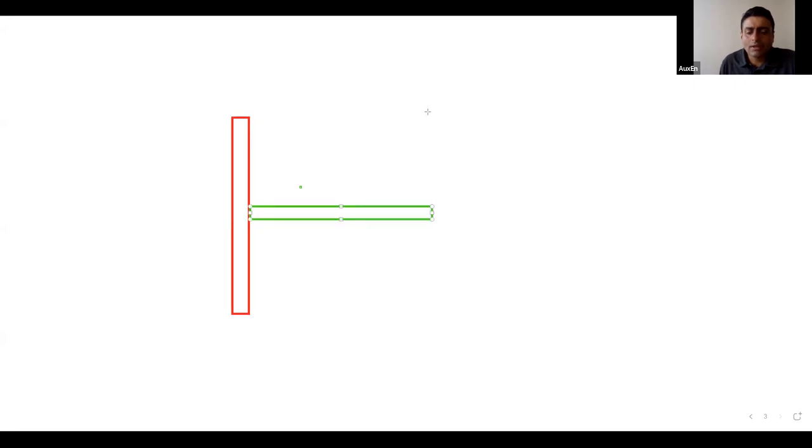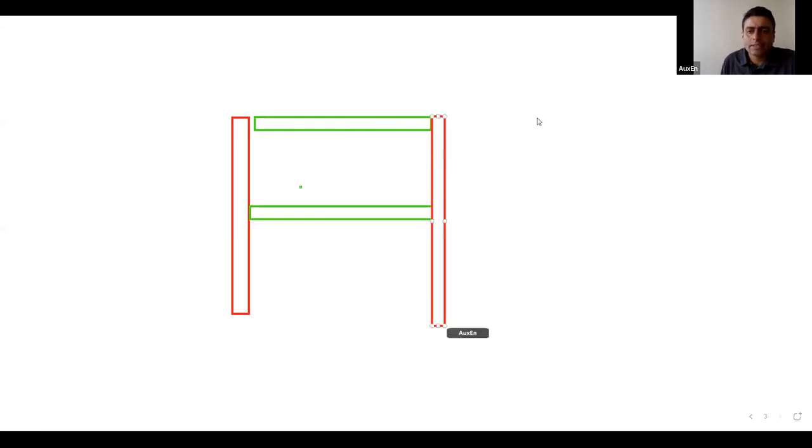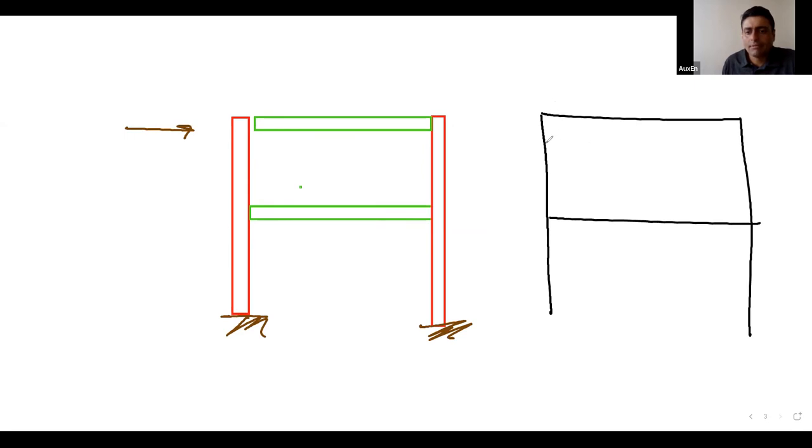Another example can be that in most of the portal frames, again, I'm drawing an elevation. What is the assumption of how the lateral load will be resisted? If this is an elevation of the portal frame, the green members are beams, red members are columns, and this is a portal frame. Portal frame means it is a rigidly connected geometry. So what is the assumption for load resistance? Let's say if I asked you how is lateral load resisted? So lateral load is resisted by the development of end moments. Do we agree? So if I could draw a rough looking diagram for a lateral load, it will be something like this.